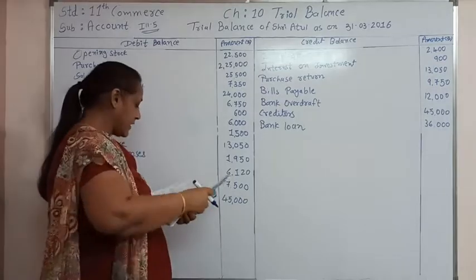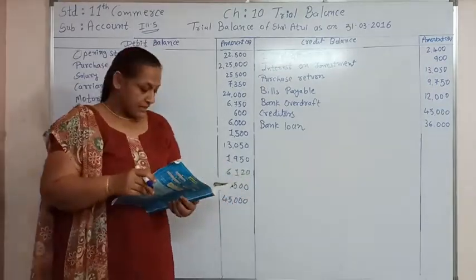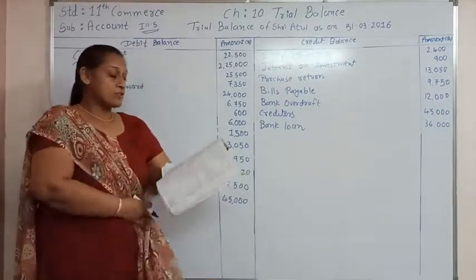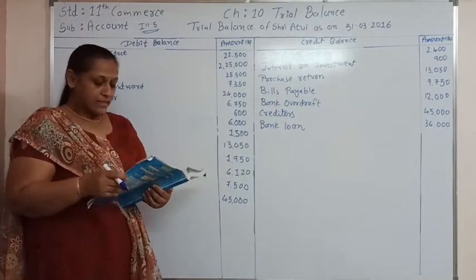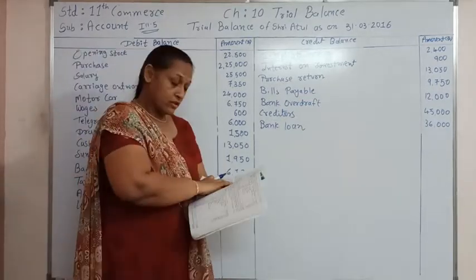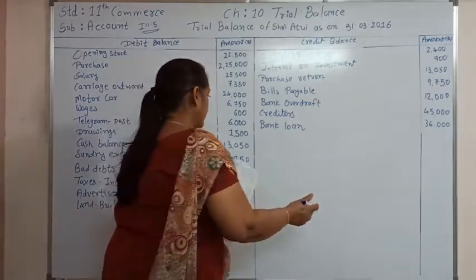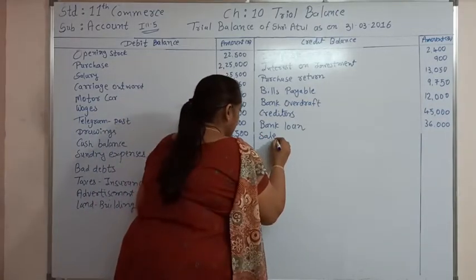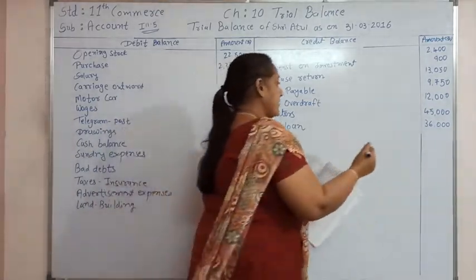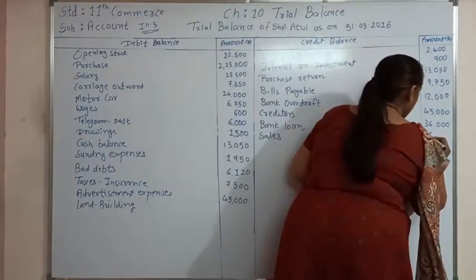So after land and building, we are finished with the debit side. Now let's check the credit side. So on the credit side, the very first thing is sales. So sales we are going to write on the credit side. It has a balance of 3,75,000.